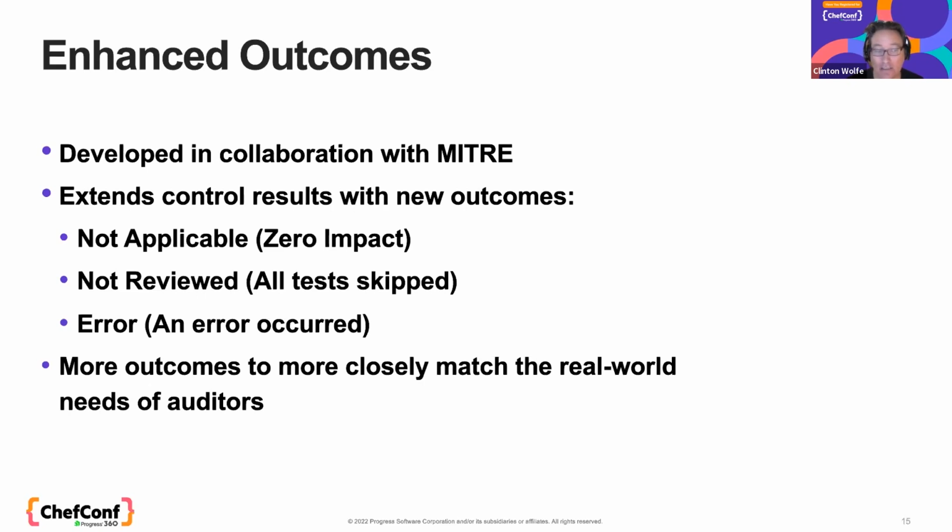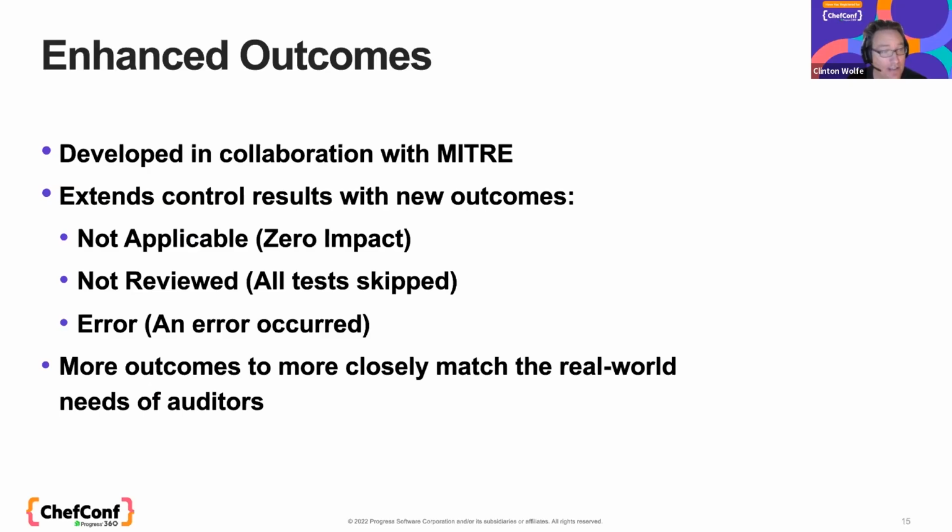Well, now we're going to clearly mark that as an error. So that is an error occurred outcome, and we're able to clearly communicate that now as an error. We've also got 2 other new outcomes as well: not applicable. We can mark a control as being not applicable whenever the impact falls to 0. If a control has 0 impact, that means that it doesn't apply to you. We can also dynamically assign that by using the new only_applicable_if DSL keyword.